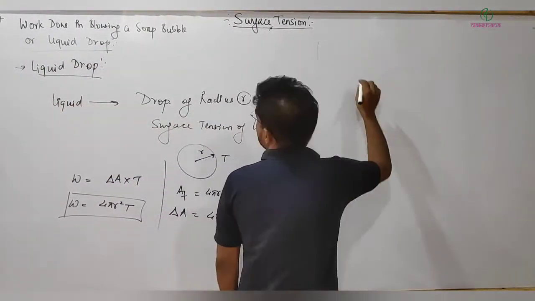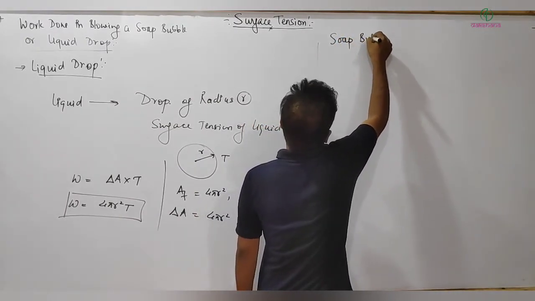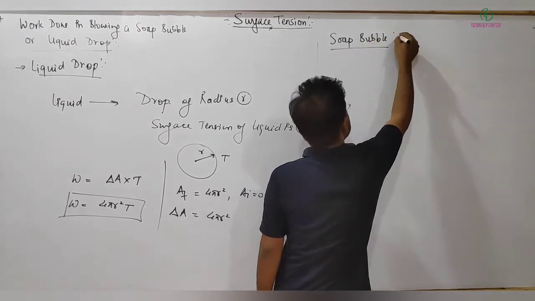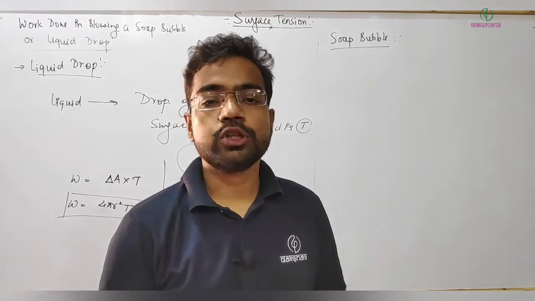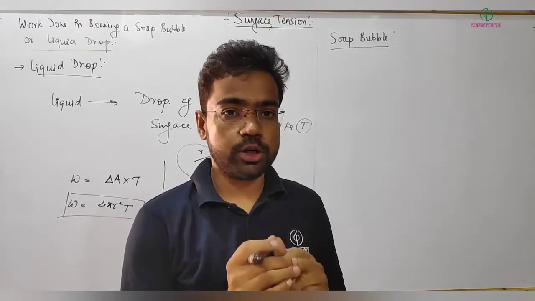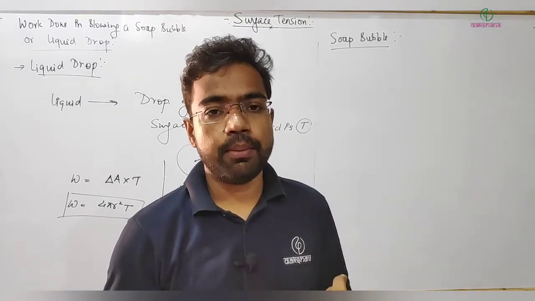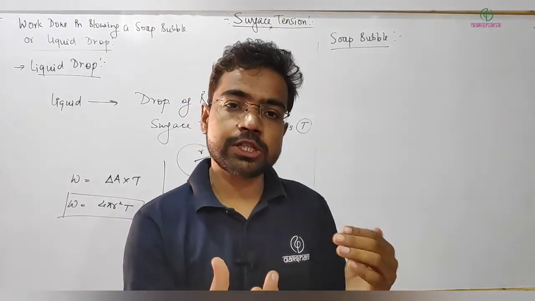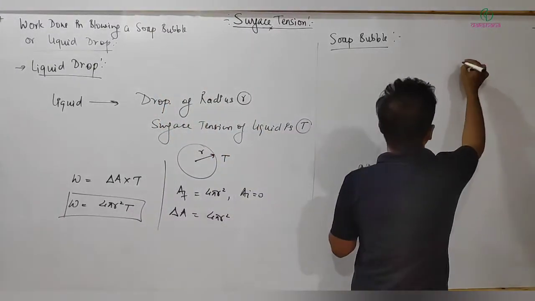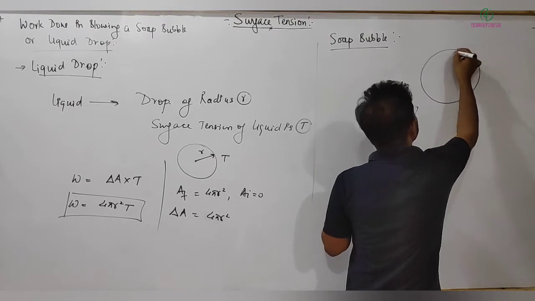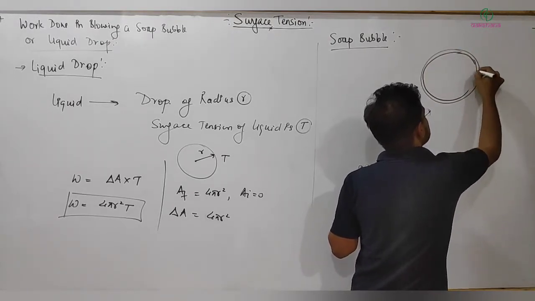Similarly, for a soap bubble, for this case you need to understand the difference between a bubble and a drop. So what is the difference between bubble and drop? Drop means from inside it's filled with the liquid. Bubble means there is air filled inside and outside there is also air. So in case of bubble, the surface area is higher. You need to understand this.